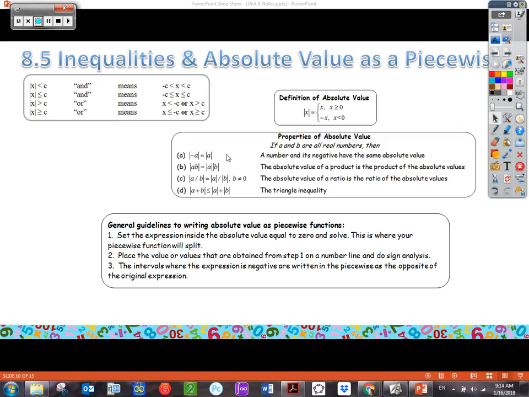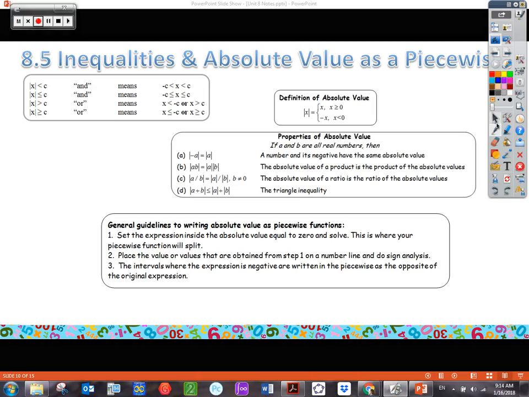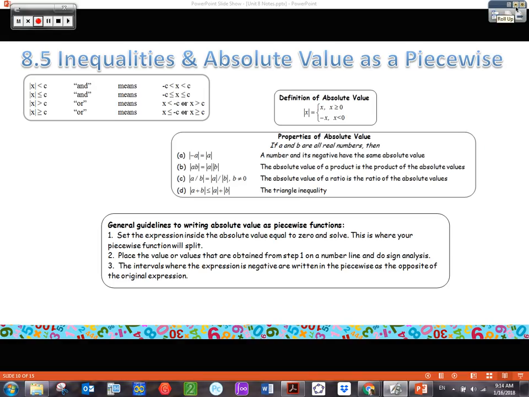All right, let's take a look at today's lesson. Today's lesson is a combination of some inequalities, some nonlinear inequalities, and absolute value written as a piecewise. For many of us, the inequality portion of this lesson would be mostly a review. The absolute value as a piecewise, that's going to be pretty new.